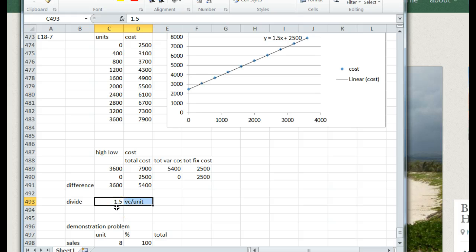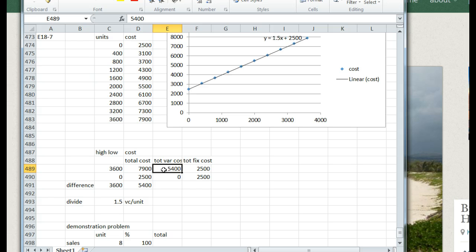or $1.50. Okay. And since this column represents our total cost, we can go back to either of our 2 points, and in this case it doesn't really matter. I guess we'll pick the highest one to start with. So if we've got 3,600 units, we multiply that times our $1.50 variable cost, we get $5,400.